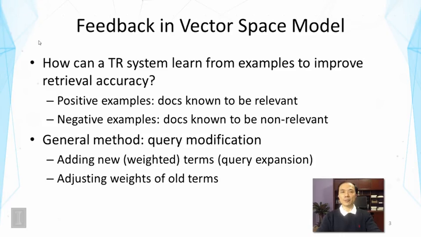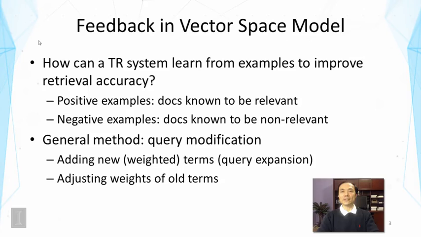As we have discussed before, in the case of feedback, the task of a text retrieval system is to learn from examples to improve retrieval accuracy. We will have positive examples. Those are the documents that are assumed to be relevant or judged to be relevant, or the documents that are viewed by users. We also have negative examples. Those are documents known to be non-relevant. They can also be the documents that are skipped by users.